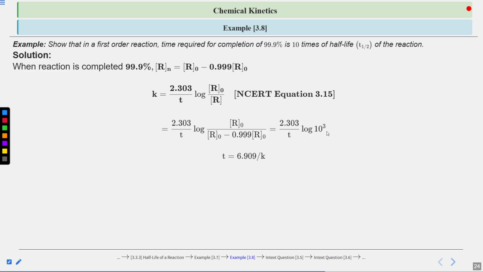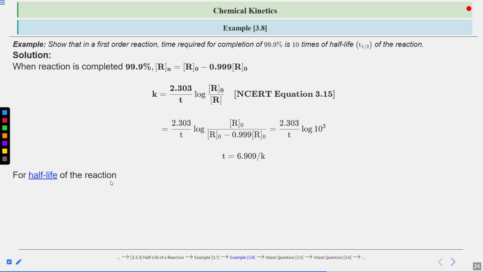Now 10 to the power 3. So 3 in the power, 3 will go here in the product, and log 10 is 1. So T is going to be equal to 6.909, that is 2.303 multiplied by 3, that is 6.909, divided by this K. This is equal to T, the time.